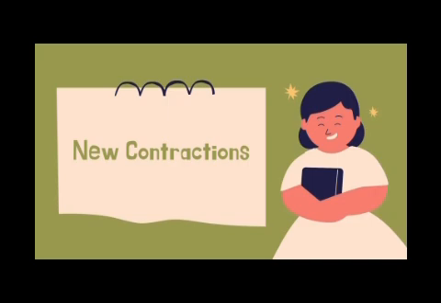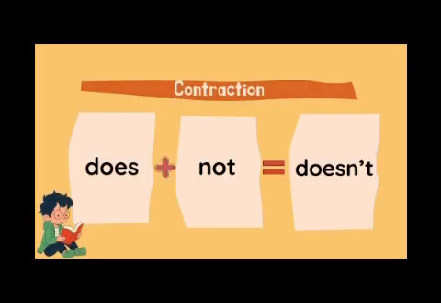We're going to learn some new contractions today. Does plus not equals doesn't. And you can see that the apostrophe means the O is missing. Had not equals hadn't. You see the apostrophe means that the O is missing.